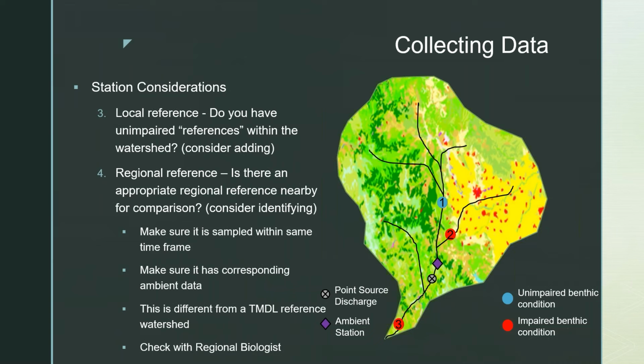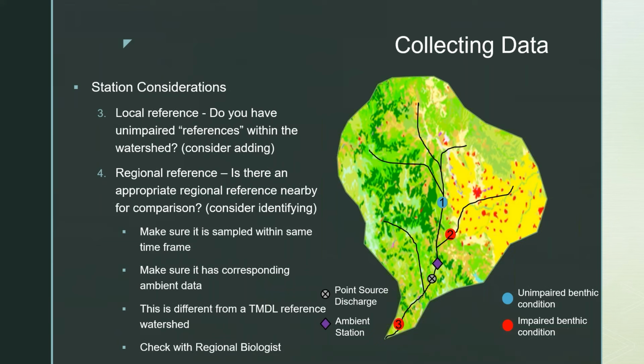Do we have a local reference within this watershed? So this is a TMDL watershed, and we have this station number 1 here. It's unimpaired. That makes a very good natural built-in reference site. That's very useful for us. If we don't have one, maybe we do a little bit of looking and try to establish one, as well as a regional reference. Maybe we can't find one in this watershed, but is there a close-by reference?